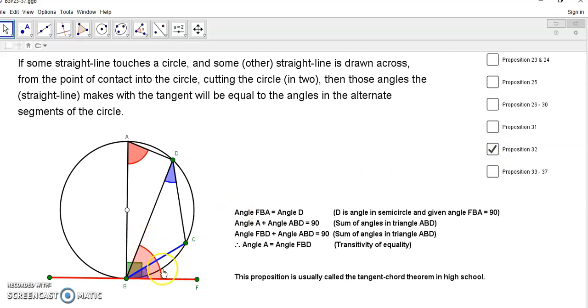And 32 says that the angle between a tangent and a chord, like say for example this red angle, is equal to the angle subtended on this arc or this chord, okay, which is part of the angle. And the proof is very easy. We simply say that angle FBA, this whole angle here, is a right angle because it's given. And then we say that the red angle plus angle ABD plus this little part here is equal to 90 degrees because we know D is an angle in a semicircle, right? And then finally we have that FBD and ABD, this little part here is 90 degrees. Okay? And then finally we can conclude that angle A is equal to this angle by transitivity of equality, okay? Because if you look at both these statements here, the only difference is angle A and FBD.